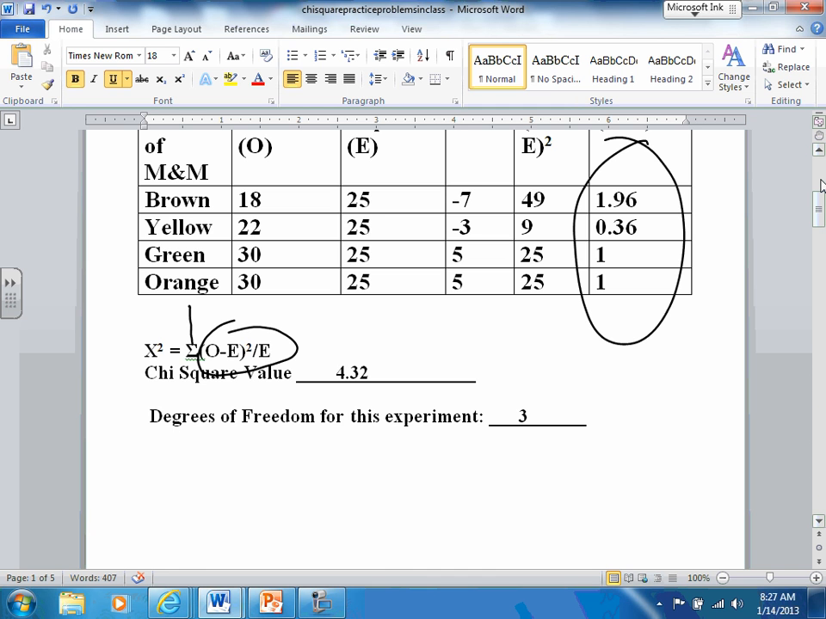Now, on the other hand, let's say that our chi-square value, instead of being 4.32, actually came out to be 10.6. In that case, chi-square is bigger than the critical value. So what does that tell us? If chi-square is bigger than the critical value, what did your reading tell you? Yeah, that your hypothesis is wrong. That the differences between your observed data and your expected data are too what? Too big. They're probably not due to chance.